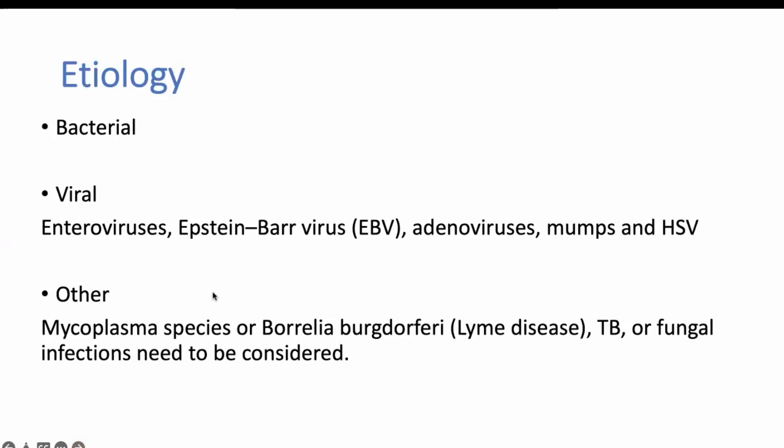So what's the etiology of meningitis? It could be bacterial, it could be viral, it could be others. For viral, the commonest organism causing meningitis, and we mentioned it in the common viral illness, is enteroviruses. Adeno can present, mumps, herpes also, but herpes is known to cause encephalitis rather than meningitis.